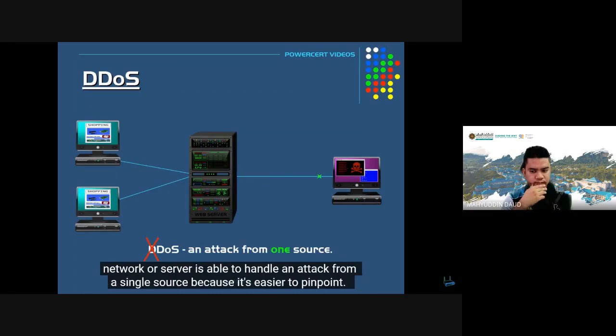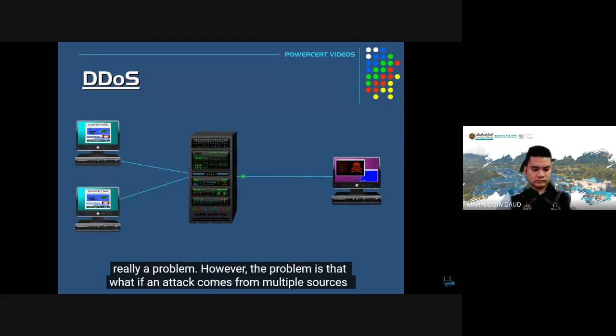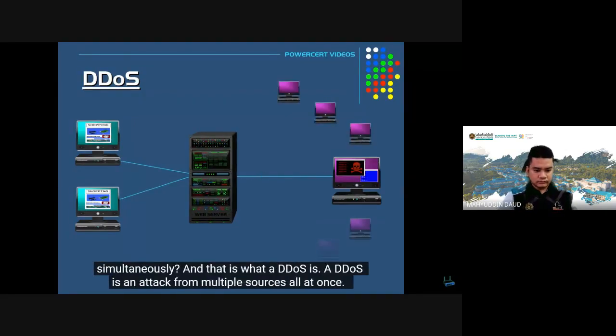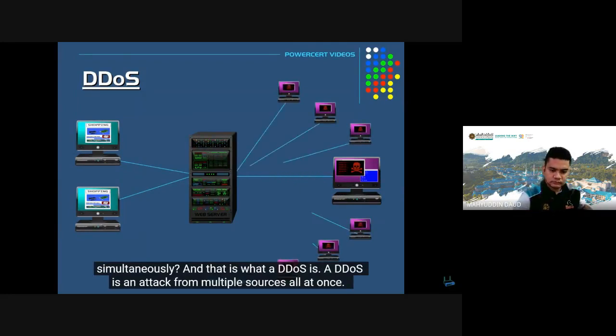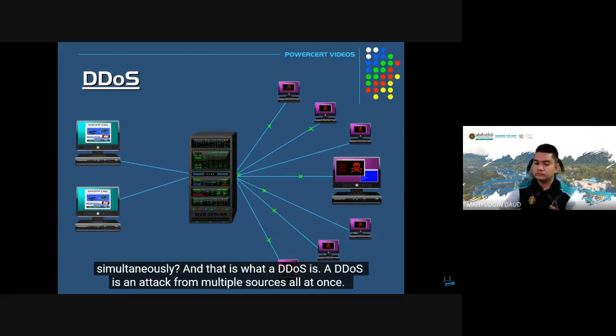Now normally a network or server is able to handle an attack from a single source because it's easier to pinpoint. The server can just simply close the connection where the attack is coming from. So that's not really a problem. However, the problem is, what if an attack comes from multiple sources simultaneously? And that is what a DDoS is. A DDoS is an attack from multiple sources all at once.